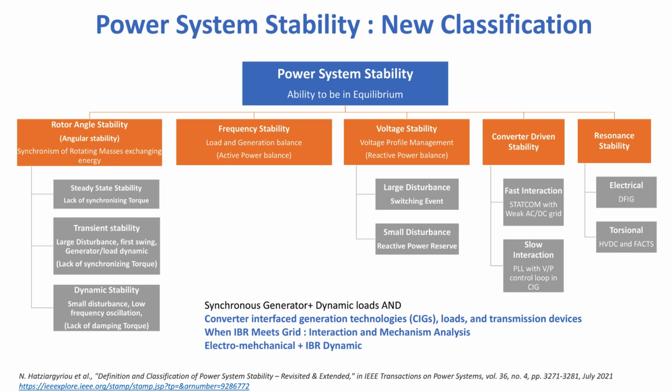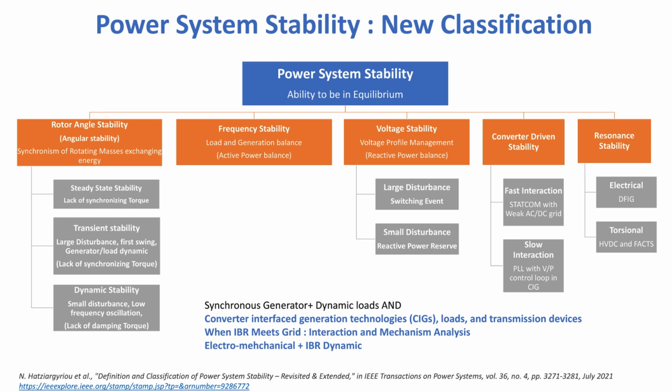And resonance stability? It lists electrical resonance, mentioning DFIG wind turbines, and torsional resonance with HVDC and FACTS. Right. Resonance is about oscillations getting amplified at specific frequencies. Electrical resonance can happen if the electrical characteristics of the converters interact with the grid impedance in just the wrong way. Okay. Torsional resonance is about mechanical vibrations in the shafts of rotating machines. Certain power electronic devices, like HVDC converters, can sometimes excite these mechanical vibrations if not carefully designed and controlled.